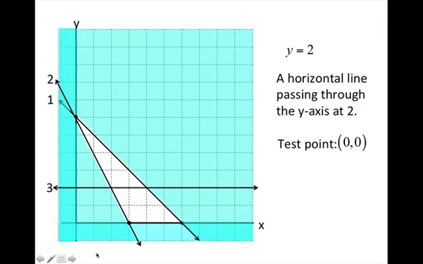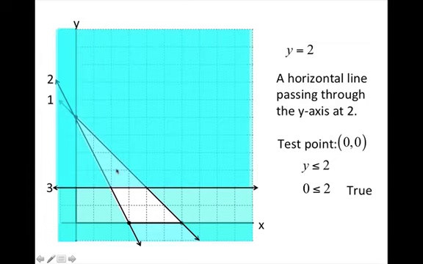I can test (0, 0) because that line does not go through (0, 0). So go to your original inequality, y is less than or equal to 2. I only have a y, so I'm going to replace it with 0 and get 0 is less than or equal to 2. That's true. So (0, 0) was true, which means I'm going to shade above the line. That's my false area that I'm marking out.